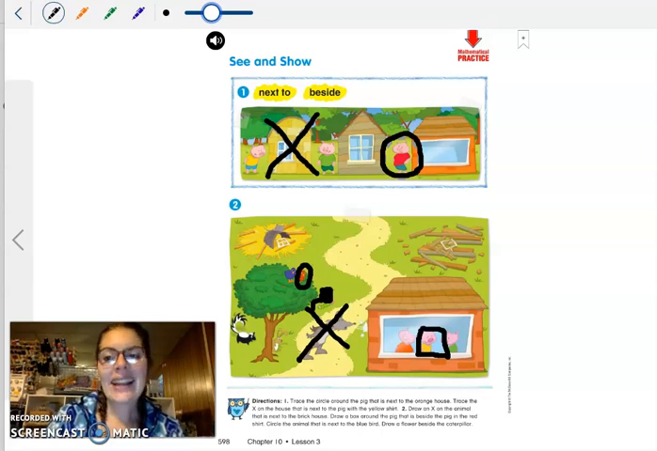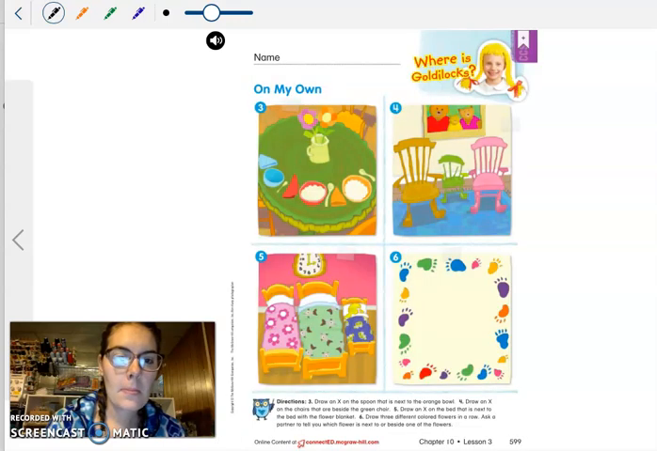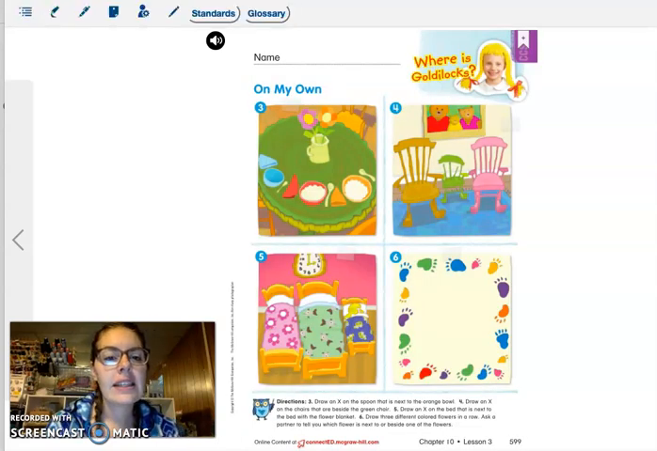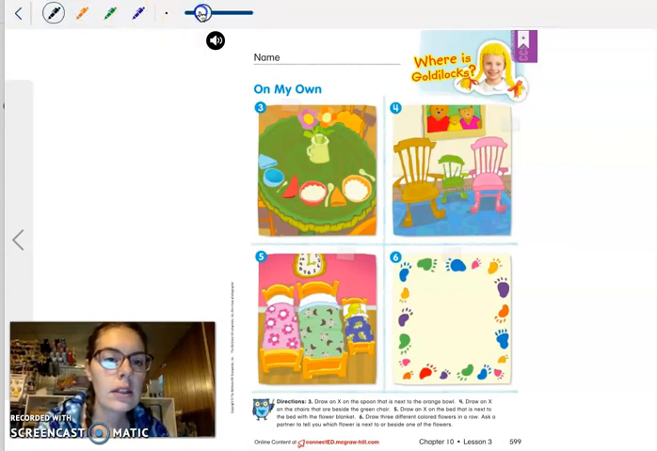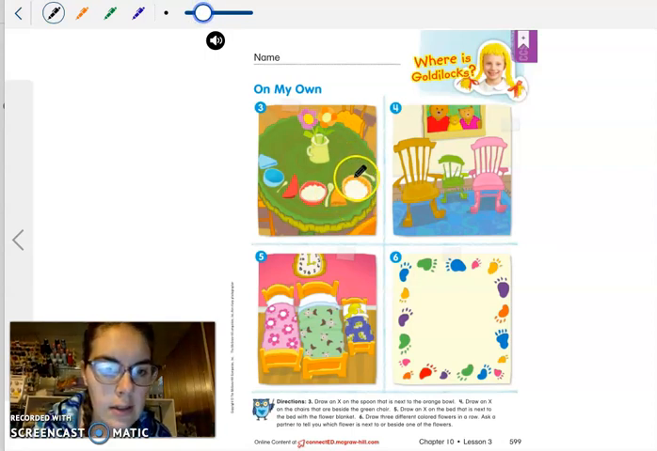All right. Okay, and now we're going to turn the page. Okay, so this one is on my own. Number 3, we're going to draw an X on the spoon that is next to the orange bowl. So let's look. Here's the orange bowl. So we're going to look for the spoon that is next to it. Here it is. Draw an X.